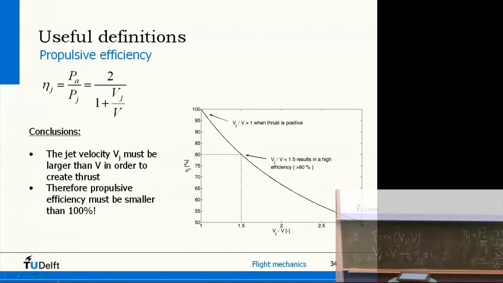So in order to transport yourself, you have to accelerate air, which means you leave energy in the air, which means the efficiency of your system is always smaller than 100%. So you cannot transfer all the fuel energy into transportation because you leave energy in the atmosphere. So if you look at this, then you see this efficiency is actually dropping as the ratio between jet velocity and airspeed becomes larger. So a large acceleration of the mass leads to a lower efficiency.